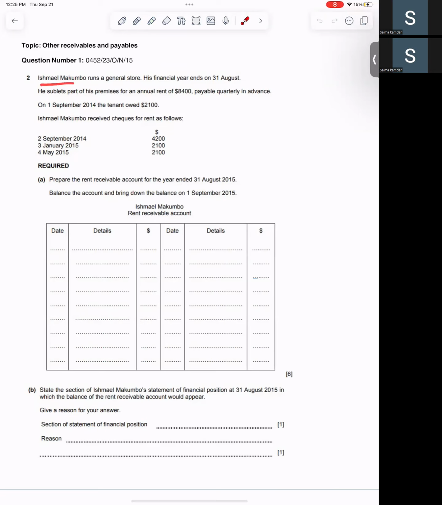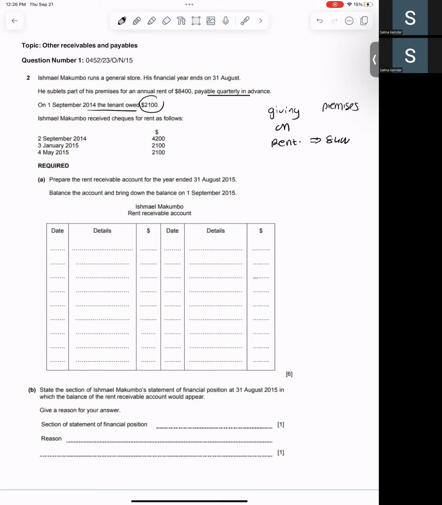Ishmael Makumbo runs a general store. His financial year ends on the 31st of August. He sublets his premises for an annual rent of 8,400. That means he is giving his premises on rent and he is getting 8,400. Rent is payable quarterly in advance. On 1st of September 2014, the tenant owed 2,100.